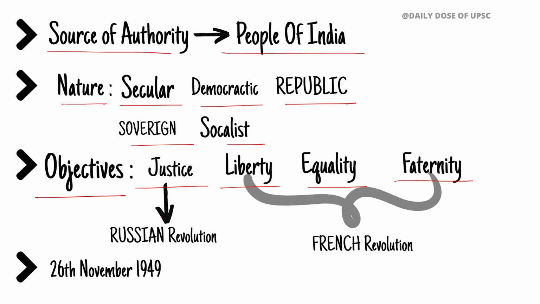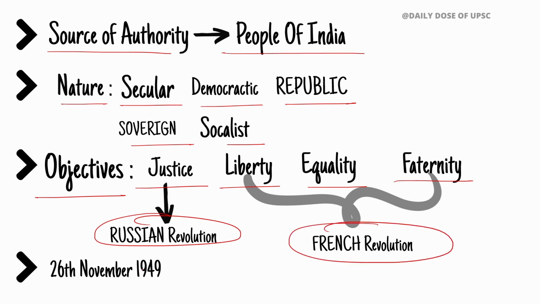The idea of justice was taken from the Russian Revolution and the ideas of liberty, equality and fraternity are taken from the French Revolution. And last, the date of adoption of the constitution. Our constitution was adopted on the 26th November 1949. These are the 4 key ingredients of the preamble.